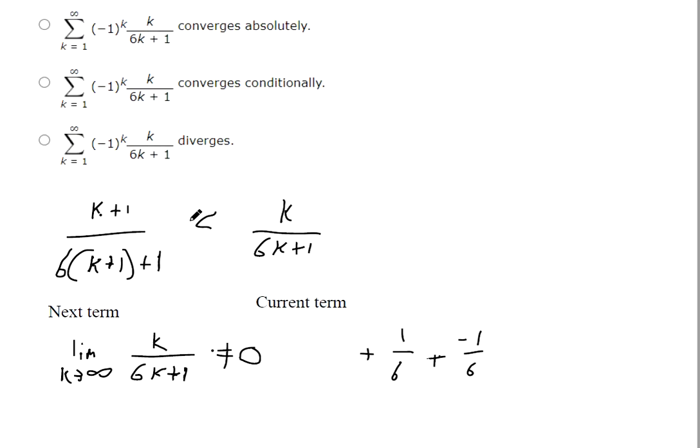But as k goes to infinity, the limit for this fraction does not equal 0. So the series is just going to keep alternating, adding and subtracting values of 1/6.